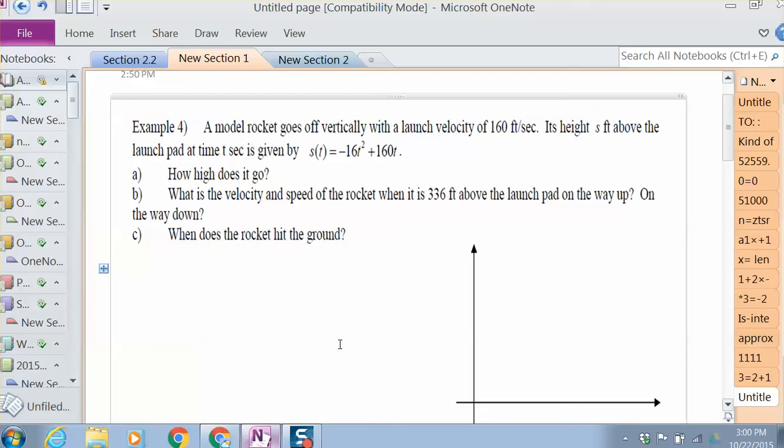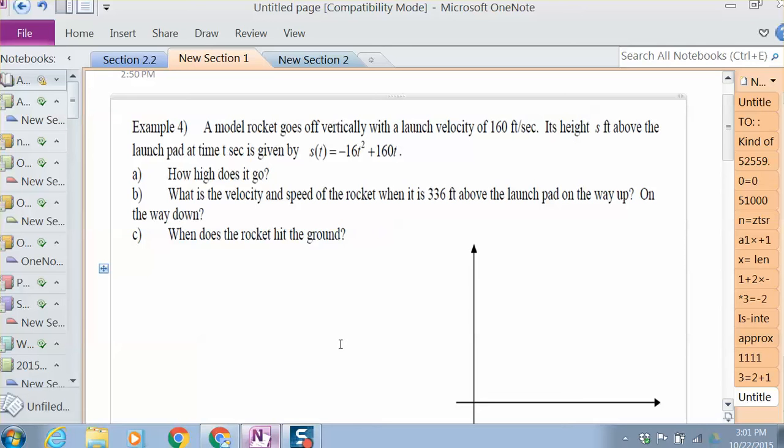So we'll start with example 4. Your toy model rocket goes off vertically with a launch velocity of 160 feet per second. Its height s feet above the launch pad at time t seconds is given by the following equation. So the first step, you're told, how high does it go?